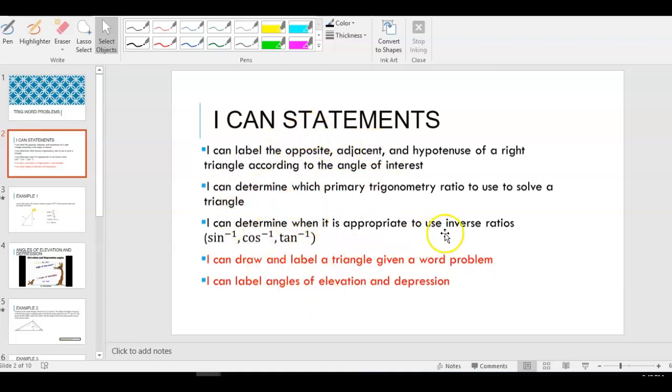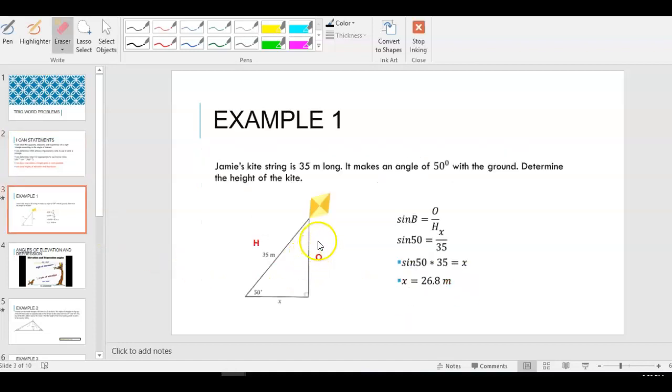In addition to what we talked about in the last lesson, you need to be able to draw your own triangles based on the given word problems, as we're going to illustrate on the examples today, and understand what an angle of elevation and angle of depression is, and how to use this in solving word problems. Let's start with this first example.